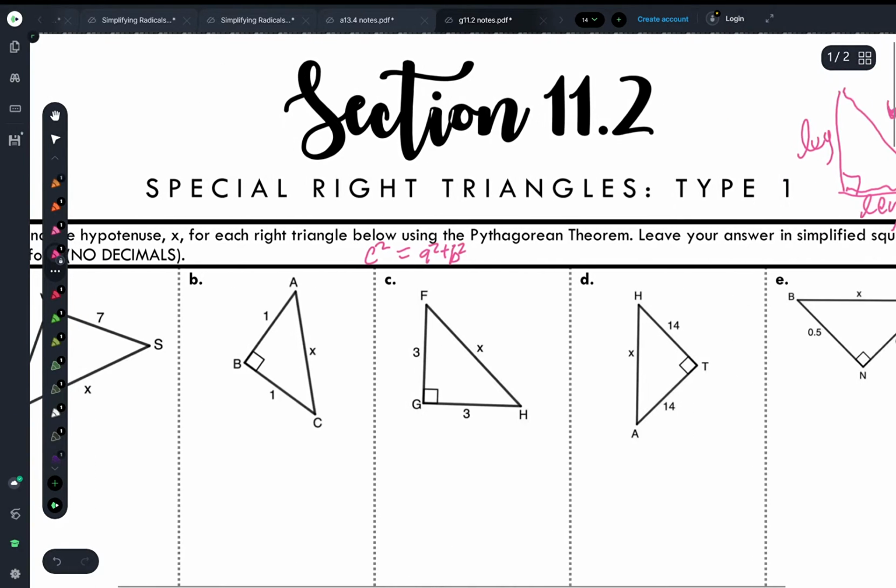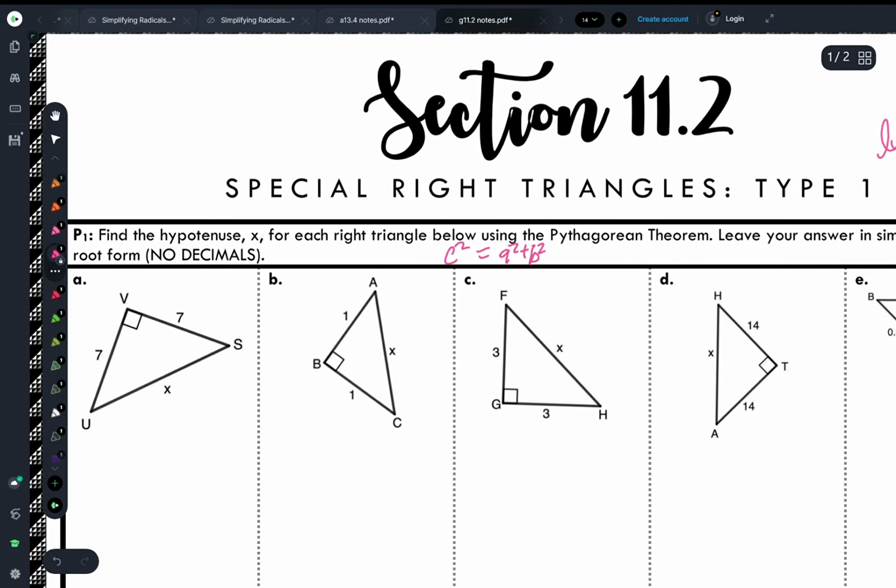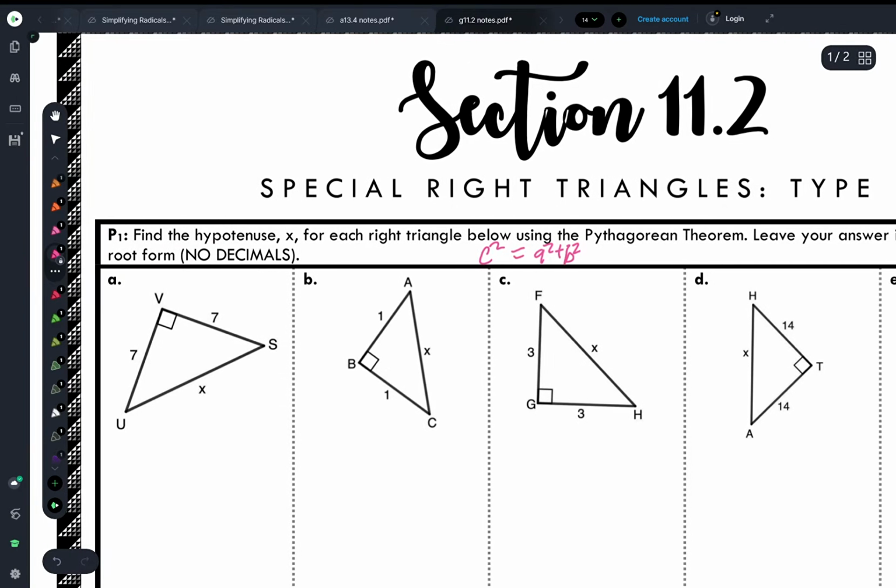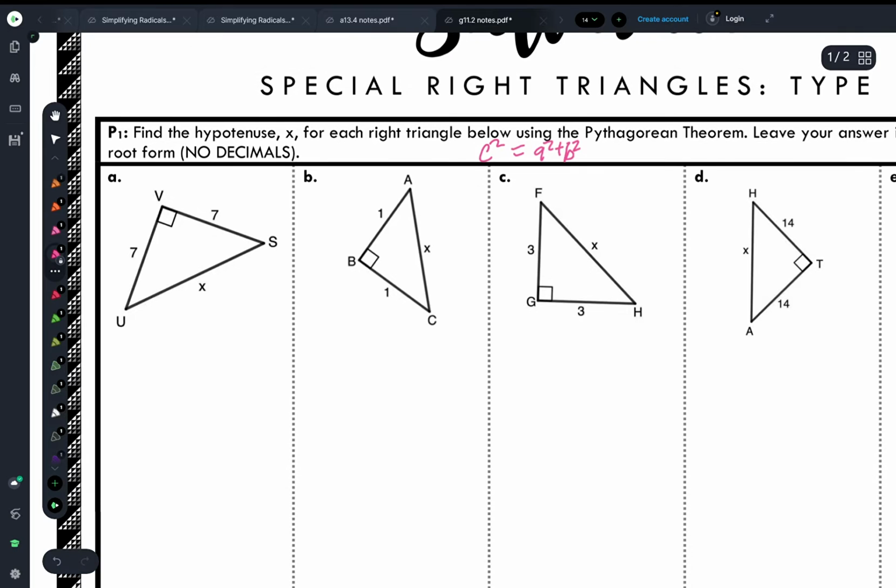So we've got the Pythagorean theorem. Remember, it says c squared equals a squared plus b squared. C represents the hypotenuse, or the longest side. A and b represent the legs of the right triangle. That's what we're going to be using for these problems. I'm only going to do A, C, and D because I think that's enough for us to answer some of the questions below. So my hypotenuse is x. We don't know it, so it goes for c in the Pythagorean theorem.